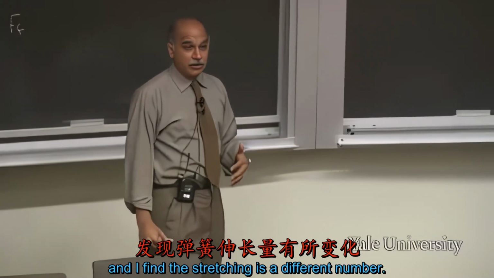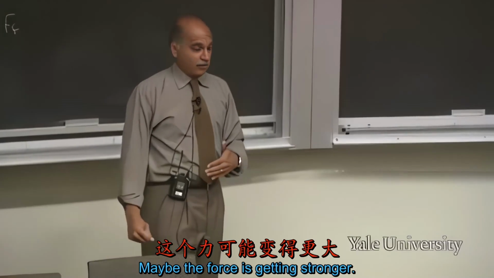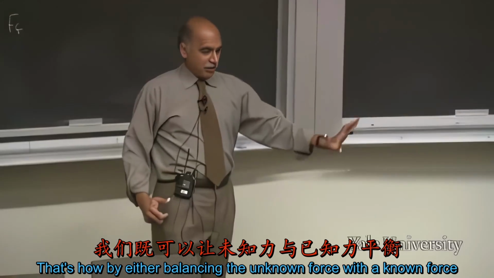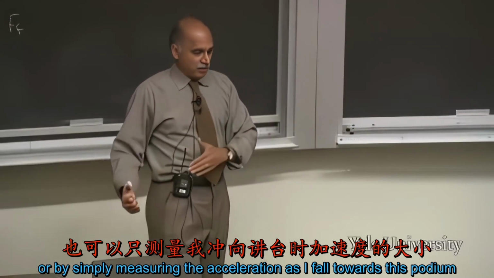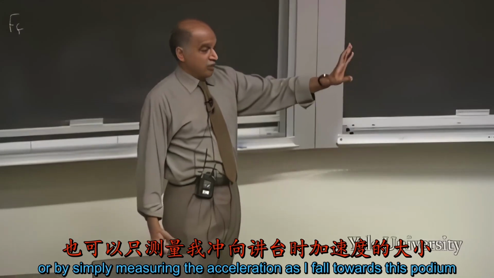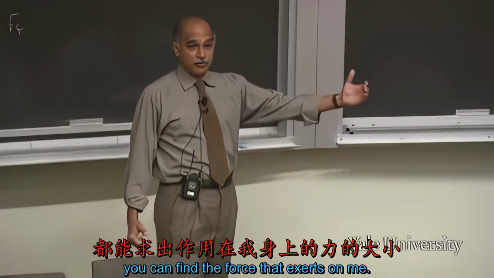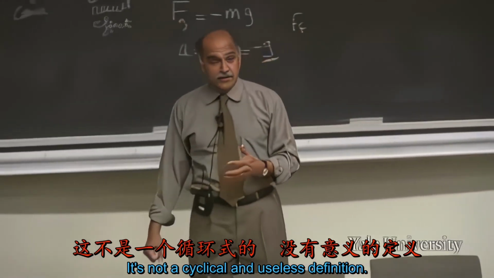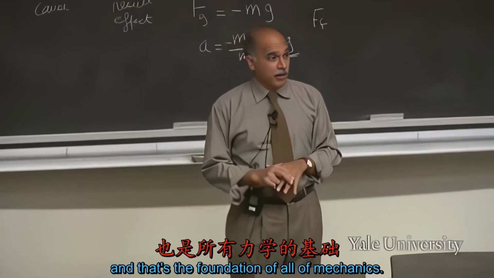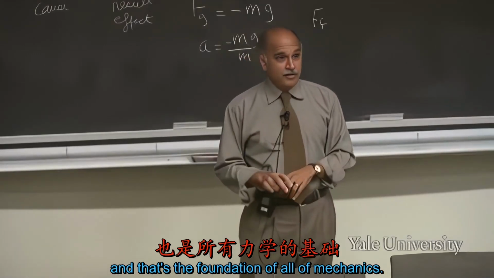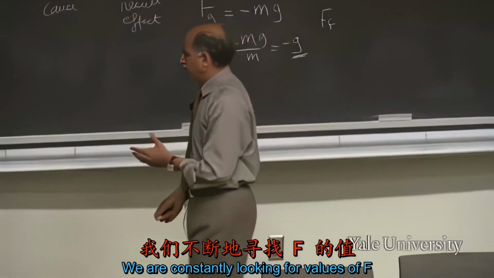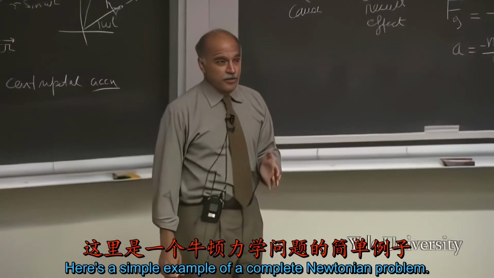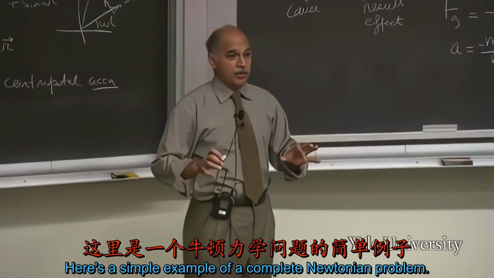I move a little closer, then I find the stretching is a different number. Maybe the force is getting stronger. That's how, by either balancing the unknown force with the known force, or by simply measuring my acceleration as I fall towards this podium and multiplying by mass, you can find the force it exerts on me. So it's not a cyclical and useless definition. It's a very interesting interplay, and that's the foundation of all of mechanics. So we are constantly looking for values of F, and we're constantly looking for responses of bodies to a known force. So here's a simple example of a complete Newtonian problem.